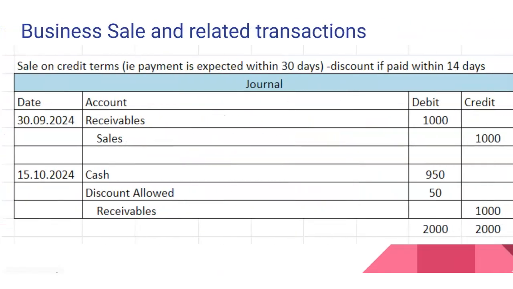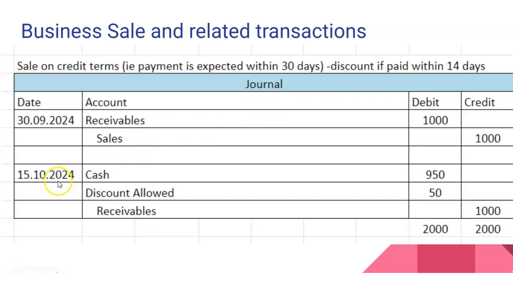So the first is very clear. It's the same. We sold products for £1,000. We put them onto receivables until we receive the payment. We recorded the sale. So we made more sales, right? So we increased the sale. Then we said, okay, if you pay within 14 days, we'll give you a discount of £50.